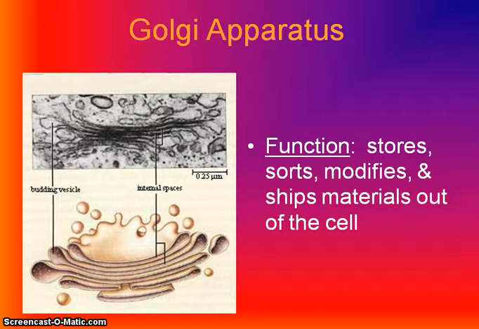The Golgi apparatus looks kind of like the endoplasmic reticulum. It's also a system of membranes, and its job is to store, sort, make modifications, and then ship materials out of the cell.